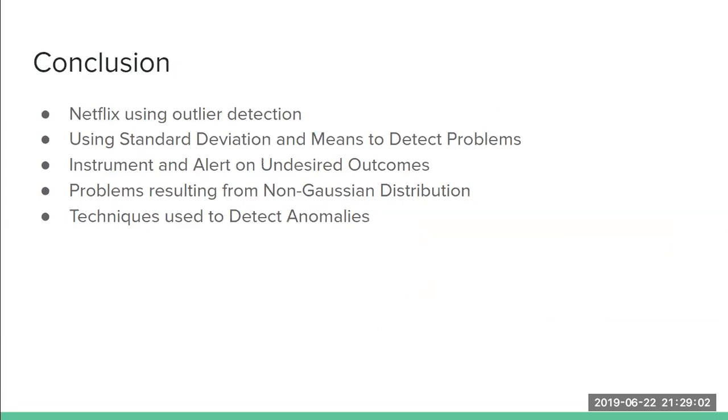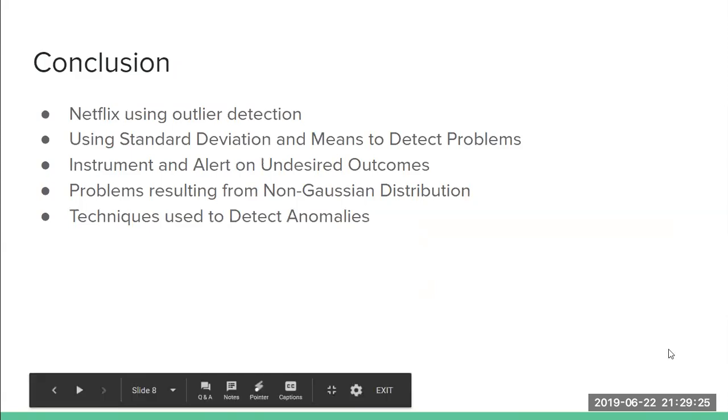In conclusion, we covered how Netflix used outlier detection to find nodes that were lowering performance. They were able to remove these, which improved overall quality to customers and employees. We discussed detecting problems using standard deviation and means and alerting when there is an undesired outcome. We also covered problems that can arise when data does not have Gaussian distribution and how to solve those issues using anomaly detection methods.